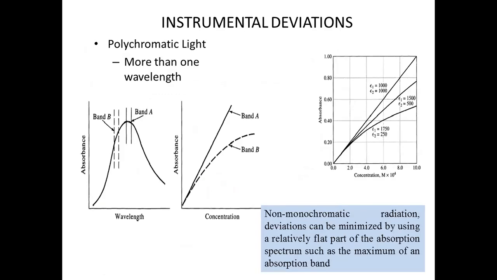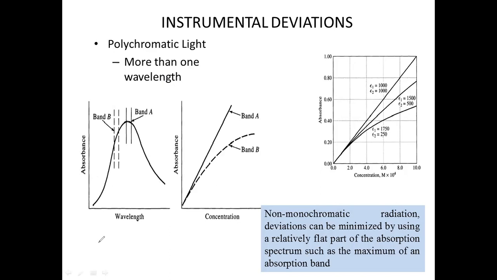Third deviation is instrumental deviation, and instrumental deviation can be seen due to stray light or polychromatic radiation, or due to scanning speed, or due to unmatched cuvettes. If it is polychromatic light, there is more than one wavelength present. Generally, for the Beer-Lambert law we use a monochromator so that monochromatic light, meaning light having only one wavelength, is sent onto the sample cell. Now, if there is polychromatic light, you will certainly see deviation from the Beer-Lambert law.